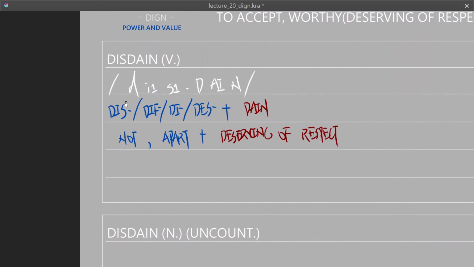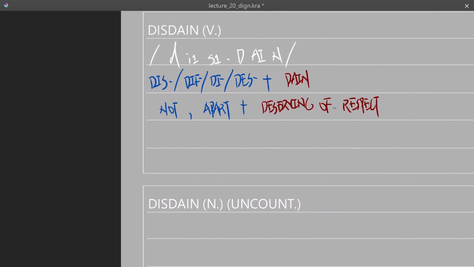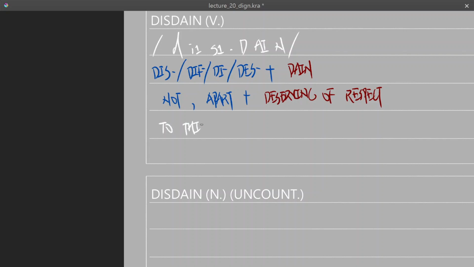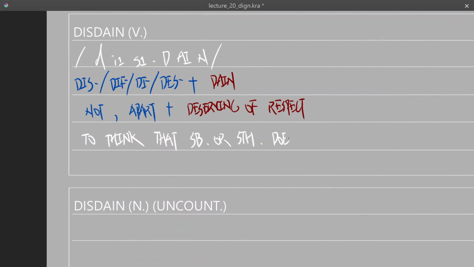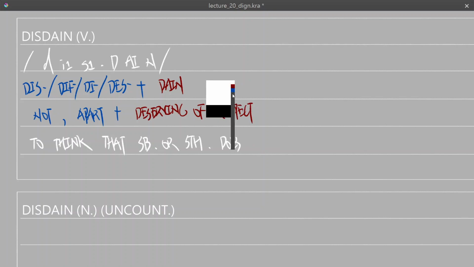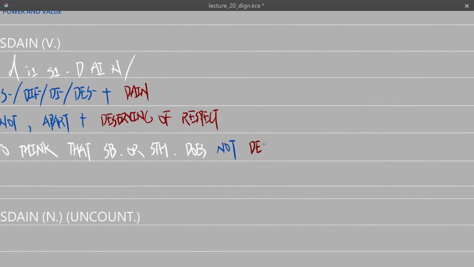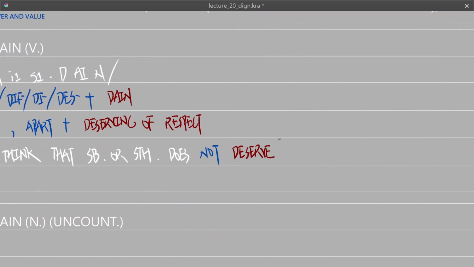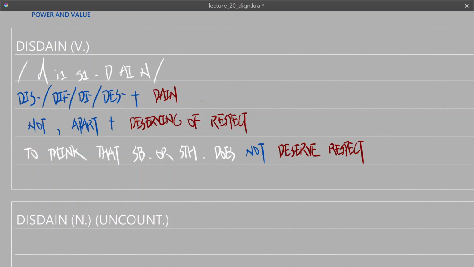So disdain as a verb literally means what? It means not deserving of respect. So you think that somebody or something does not deserve respect. To think that somebody or something does not deserve respect.